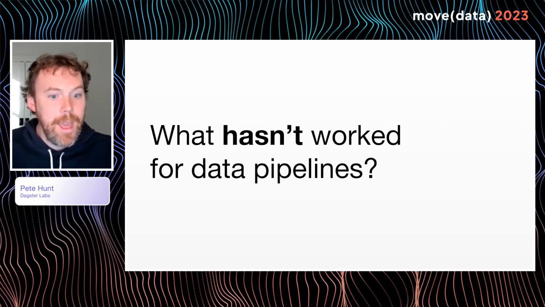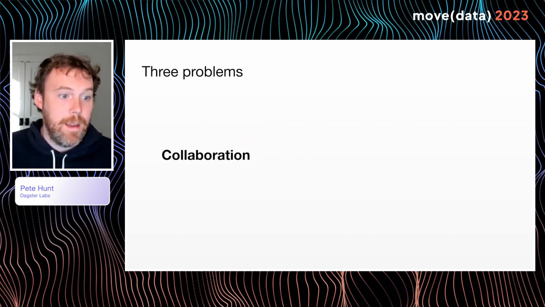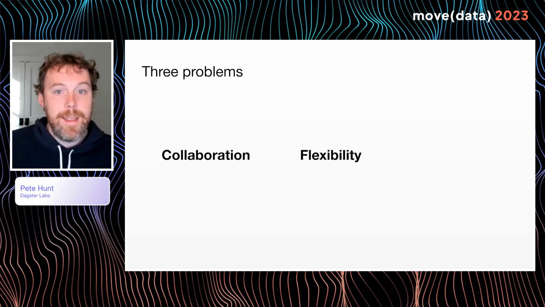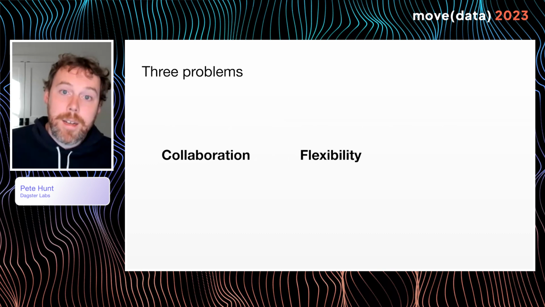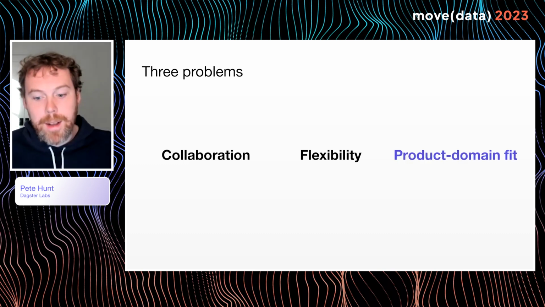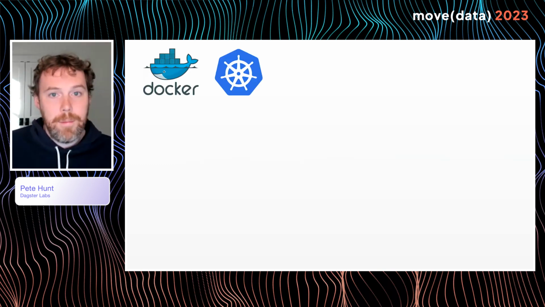And so let's talk about what hasn't worked for data pipelines. There are really three problems with existing technologies that have tried to solve these problems. The first is collaboration, like I said. Collaboration between teams is done in a non-standard, ad hoc way, which slows everything down. The second is flexibility. There are some standards that are adopted that help teams collaborate, but they're not flexible enough to really solve the real world problems that modern data practitioners have. And the third is product domain fit. There are certain tools that do solve the collaboration problem and the flexibility problem, but they're not great for solving data problems. When we're talking about containerization, you're probably thinking about Docker or Kubernetes.